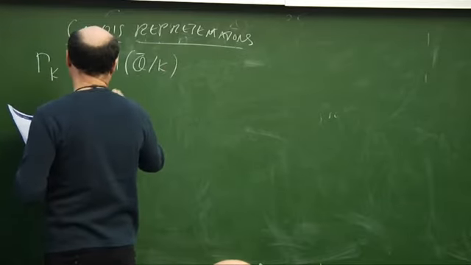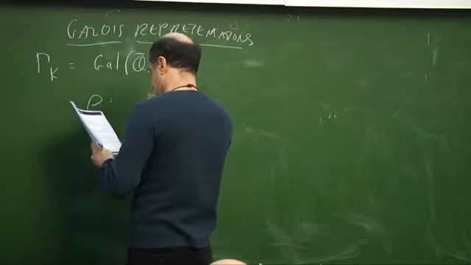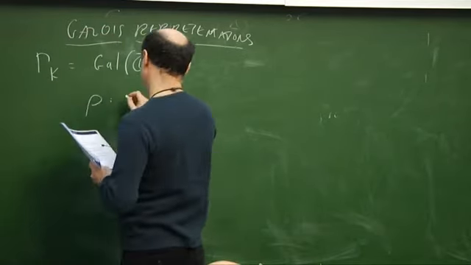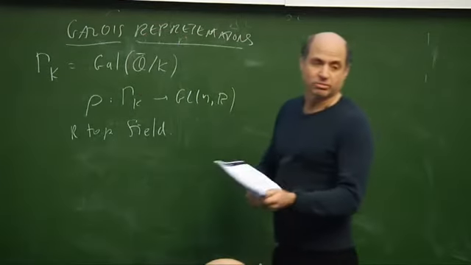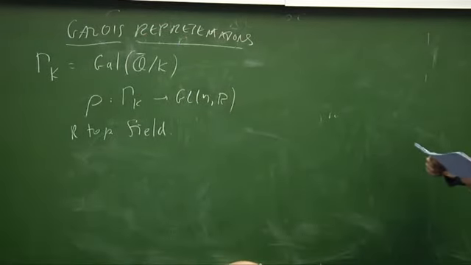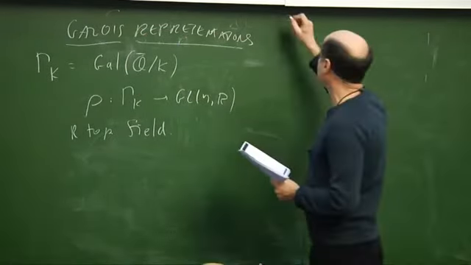And we consider rho continuous representations from Gamma_K to GL_N(R), where R is a topological field, or maybe a ring. These are linear representations. This is one side.